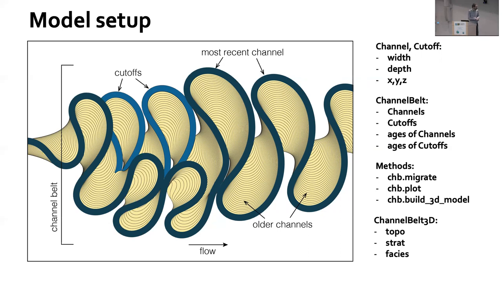And the key characteristics of a 3D channel belt are topography and stratigraphy. At every time step, you have these. And you can assign facies to the layers. And I just made this public on GitHub. All I'm hoping is that this is good enough that it is worth finding errors in it. So please do that.